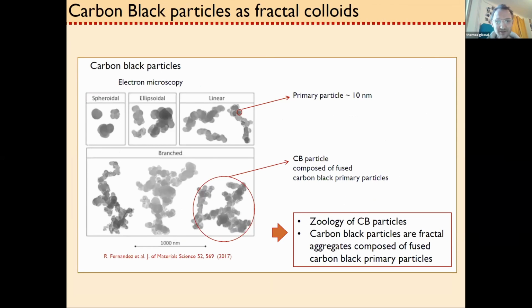So the carbon black particle, I told you there is a lot of them. The primary particles are about 10 nanometers. They're fused together and form those fractal particles. And you have basically a library of them, which is kind of nice, from kind of spherical guys to super fractal guys. And so the ones that I will use are the small ones.